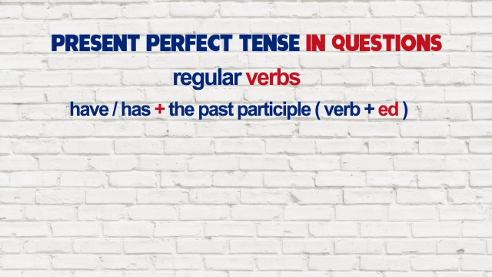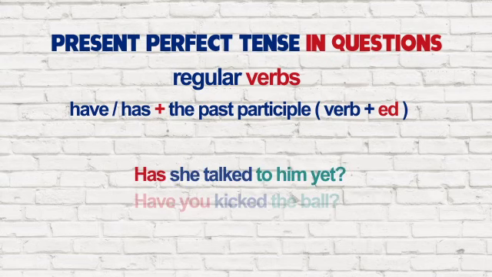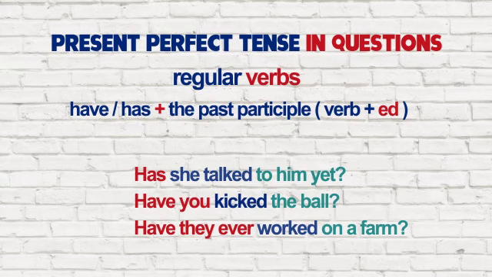For example, has she talked to him yet? Have you kicked the ball? Have they ever walked on a farm? For the irregular verbs, we also use the auxiliary verb to have and the past participle.